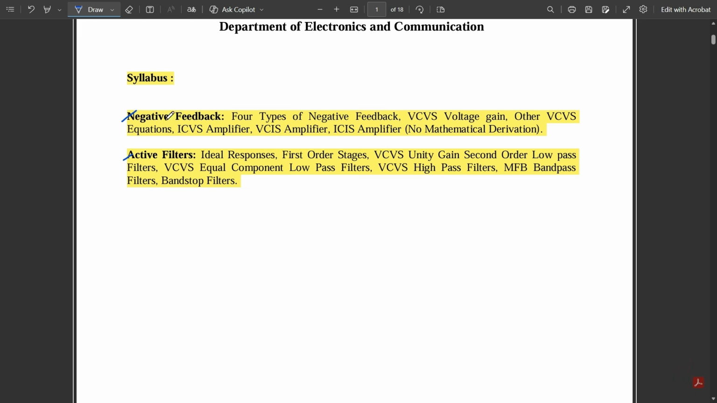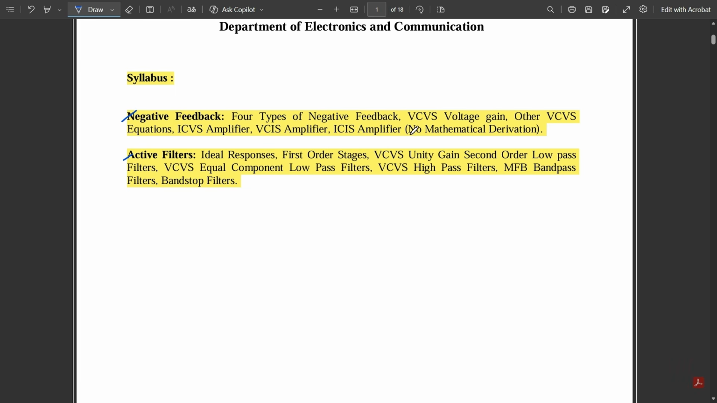Then after that, some of the characteristics of negative feedback and the four types of negative feedback amplifier, which is very important. One is called VCVS, that is the voltage controlled voltage source amplifier, along with its voltage gain, then some of the other VCVS equations. Then the ICVS amplifier, also called the current controlled voltage source amplifier. Then the VCIS amplifier, that is the voltage controlled current source amplifier. Then the ICIS amplifier, the current controlled current source amplifier.